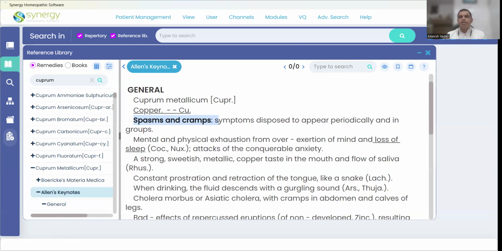And then of course you get other features of belladonna: the inflammation, the acuteness, the throbbing, all those things, redness. So that's how you can differentiate. But yes, Cuprum, when we talk about spasms and cramps.